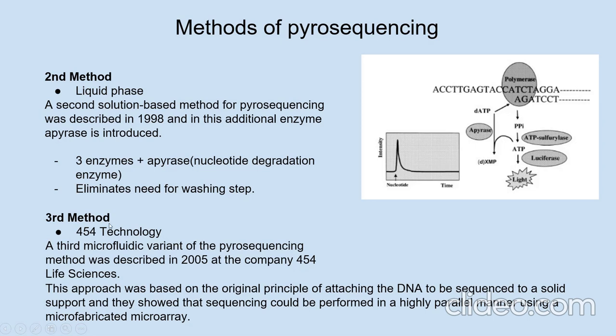Now, the third method is 454 technology. This is the newest one. The third, microfluidic variant of the pyrosequencing method was described in 2005 at the company 454 Life Sciences. This approach was based on the original principle of attaching the DNA sequence to a solid support, and they showed that sequencing could be performed in a highly parallel manner using a microfabricated microarray.